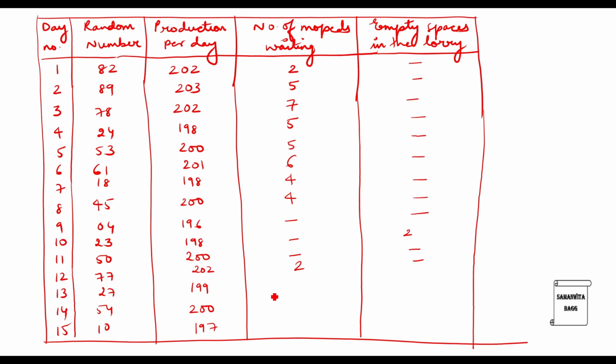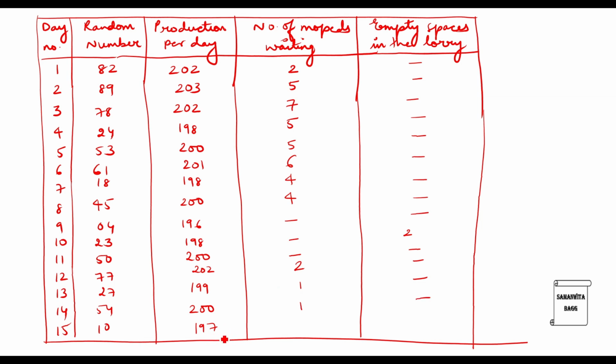199 made, 200 can be sent. So let's send one from here and keep one waiting. No space in the lorry is empty. Next one, you have made 200, you have sent 200. This one will still be waiting and no space in the lorry.